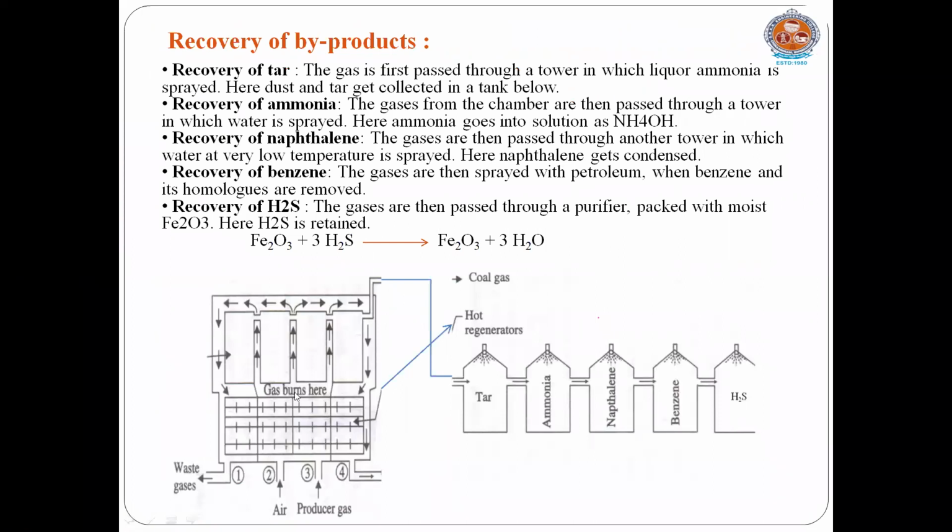Yes, this is the diagram. So these are the silica chambers, a series of silica chambers. Each one is connected with a gas offtake valve, right? The length of the silica chamber is 10 to 12 meters, height 3 to 4 meters, width 0.5 meters, right? And under these silica chambers, checker brickwork is there.